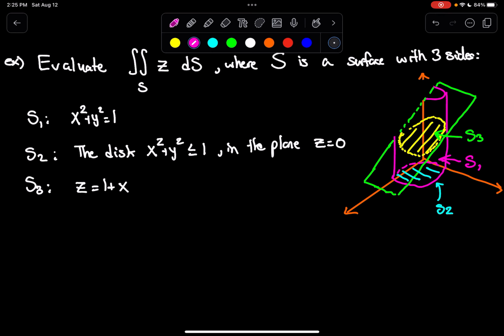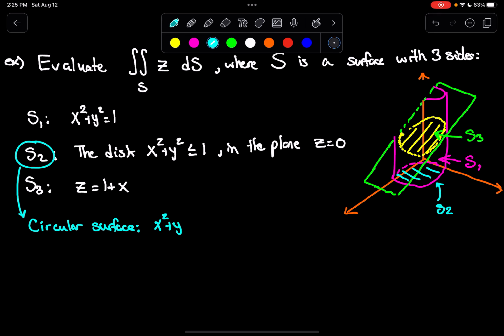Let's see, where might we start? Well, I guess we could start with S3. That's pretty much the easiest one. Why don't we start with S3? So S3, right? Not S3, sorry, the S2. S2 is just the bottom of this thing. So S2 is pretty easy. So it's kind of just like a circular surface. And it's given by x squared plus y squared. It's basically everything that is on the contents of that circle.